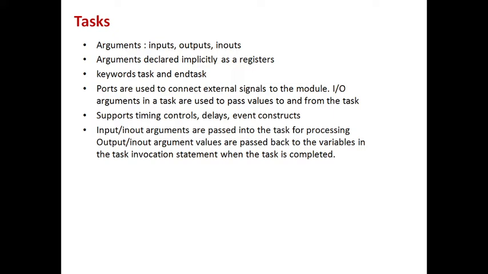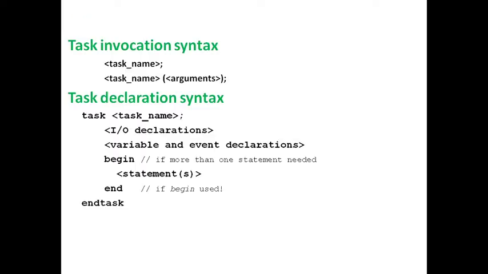Like I can elaborate in this manner. Input arguments are processed in the task block. Output argument values are passed back to the variables in the task invocation statement. I will explain this statement once again with an example, and before that let me introduce what the task invocation syntax and declaration syntax are.